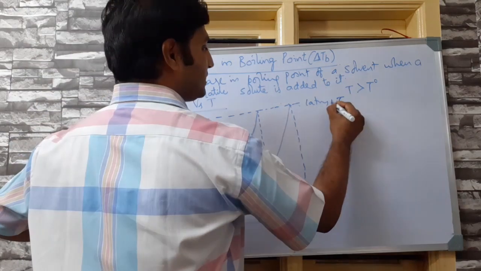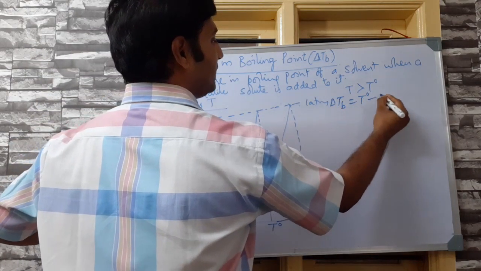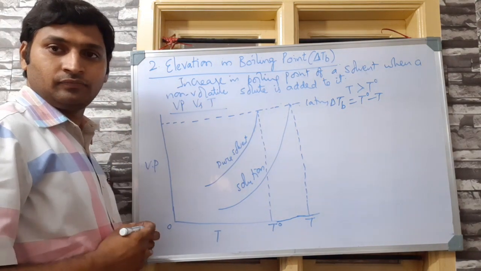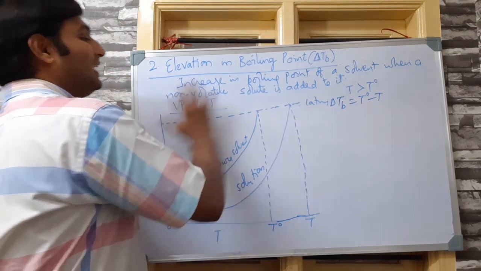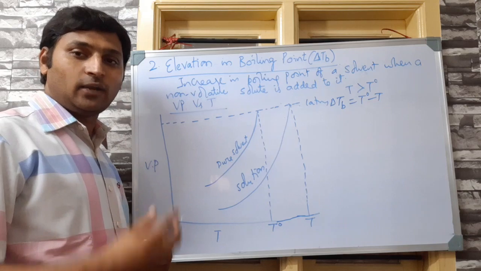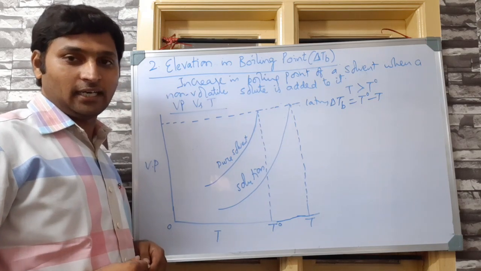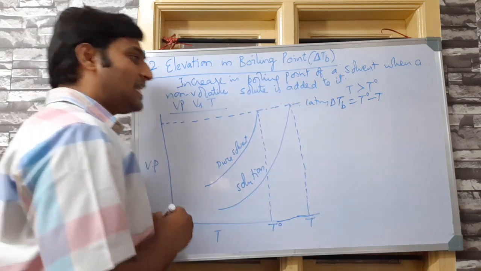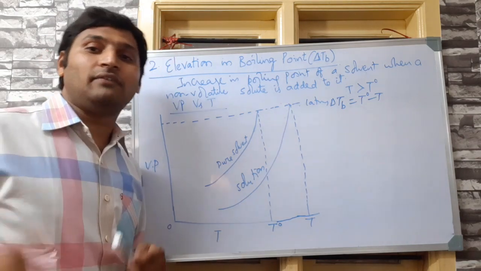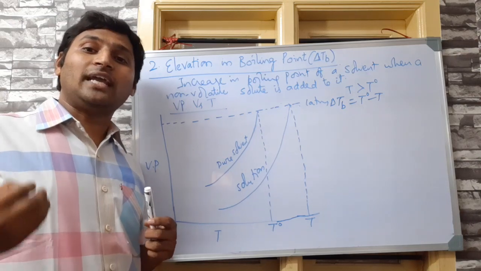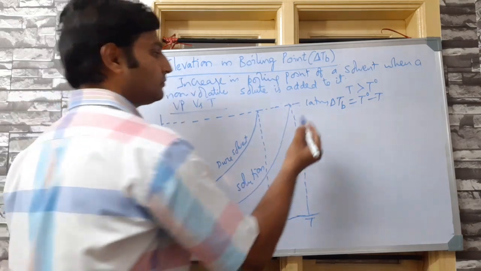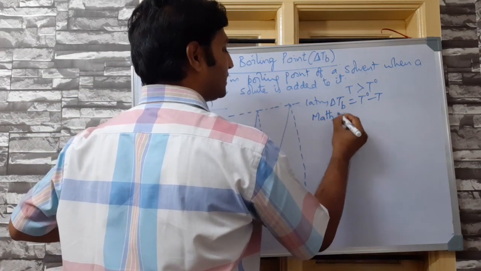So delta TB is nothing but T minus T0. This is graphical representation to understand elevation in boiling point when a liquid is converted to a solution containing non-volatile solid solute. Now let us arrive at the mathematical expression for delta TB, using which we can even justify why it is a colligative property. Okay? Mathematical expression.